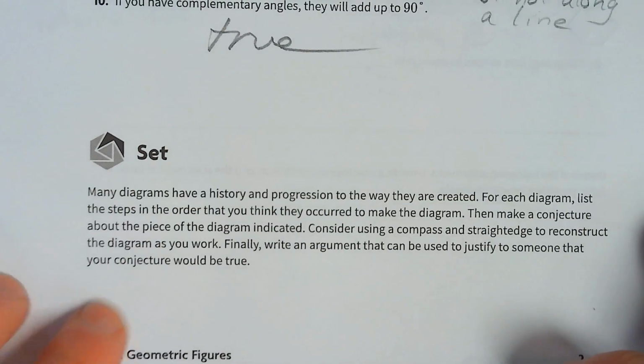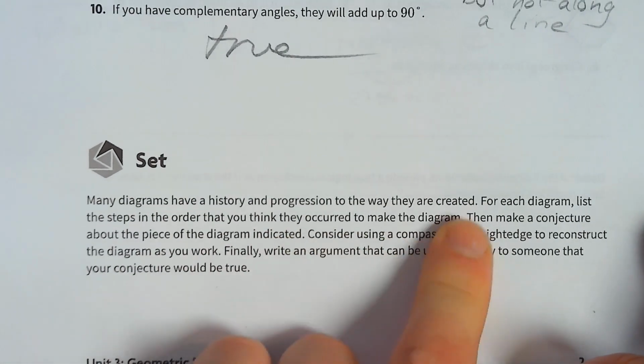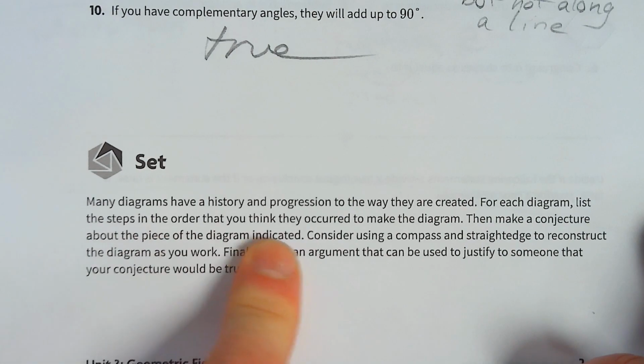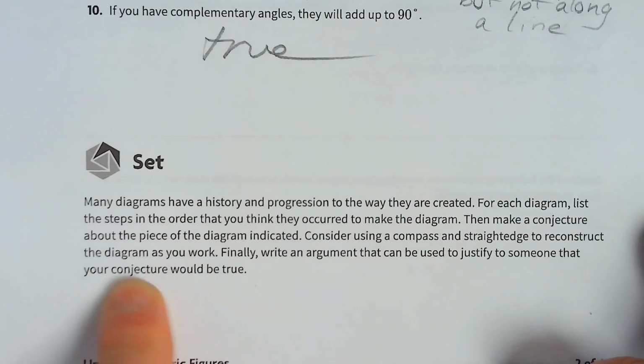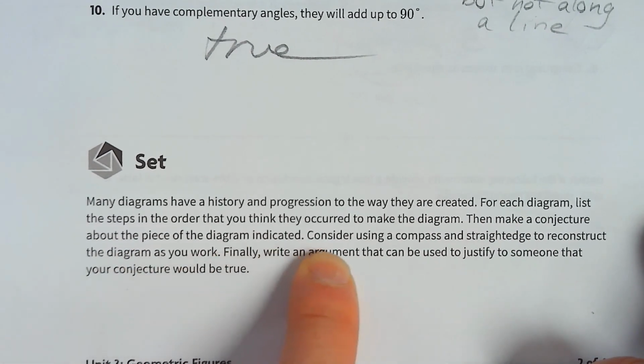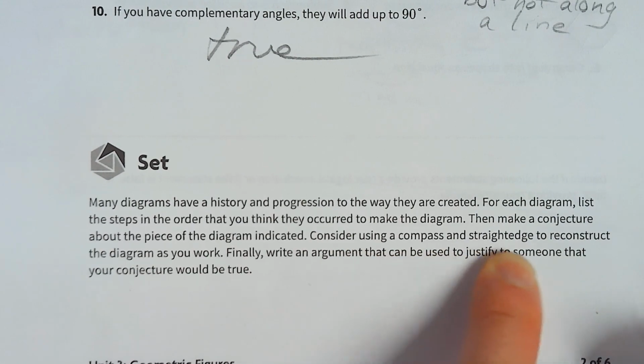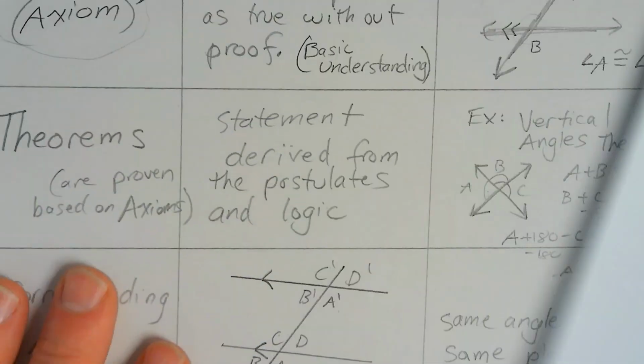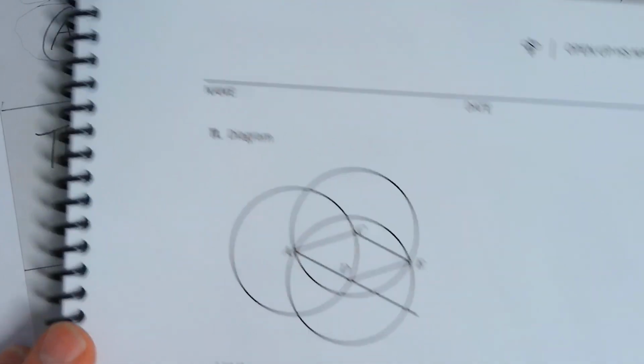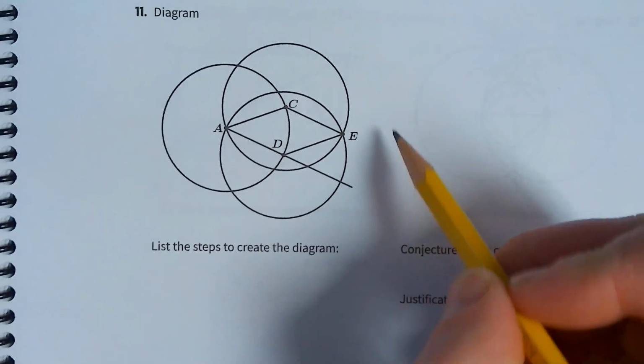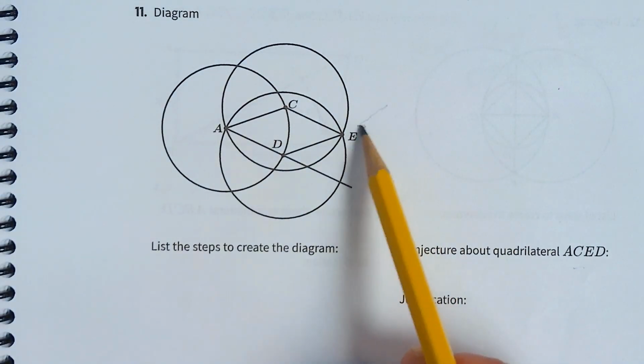Geometric diagrams have a history and progression of the way they're created. For each diagram, list the steps in the order you think they occurred to make the diagram, then make a conjecture about the piece of the diagram indicated, considering using a compass and straight edge. No, I'm not going to reconstruct it. So, notice how 2 circles go through E.